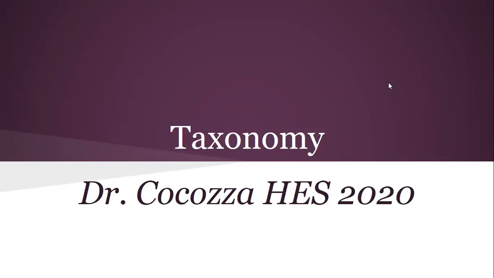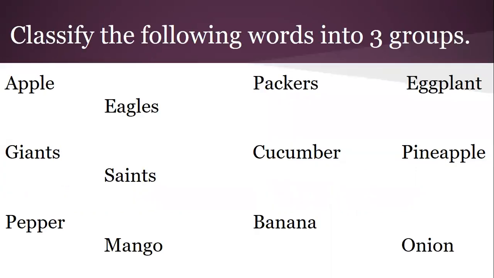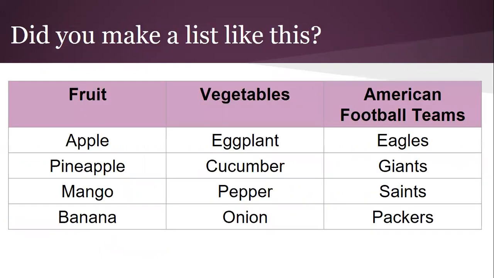So let's look at a simple example. If I gave you these words, I want you to mentally, or if you'd like on paper, classify them into 3 groups, exactly 3 groups. Probably most of you picked the same 3 groups, and they probably fell into groupings like this: fruits, vegetables, and American football teams.